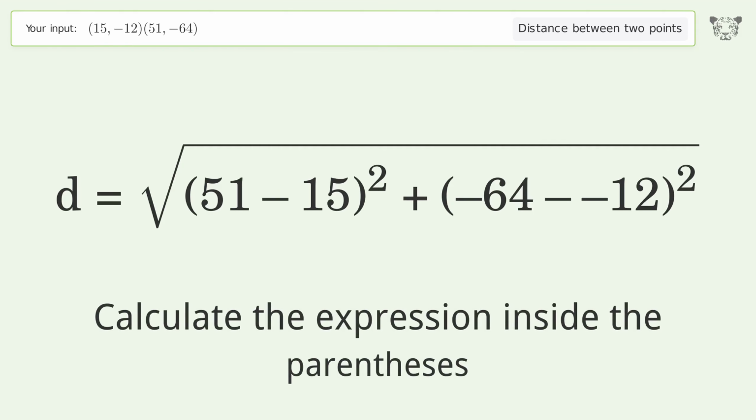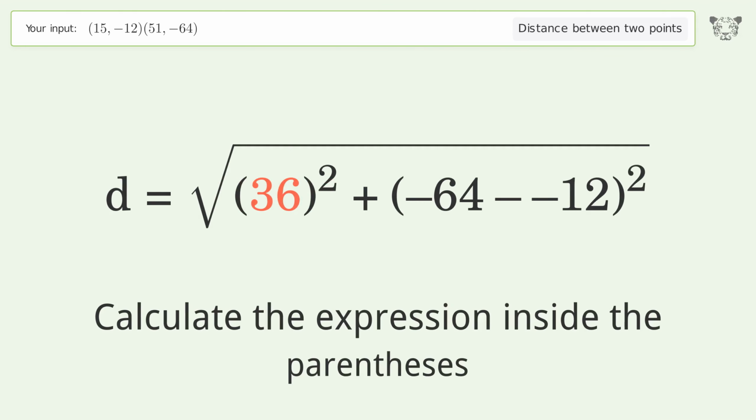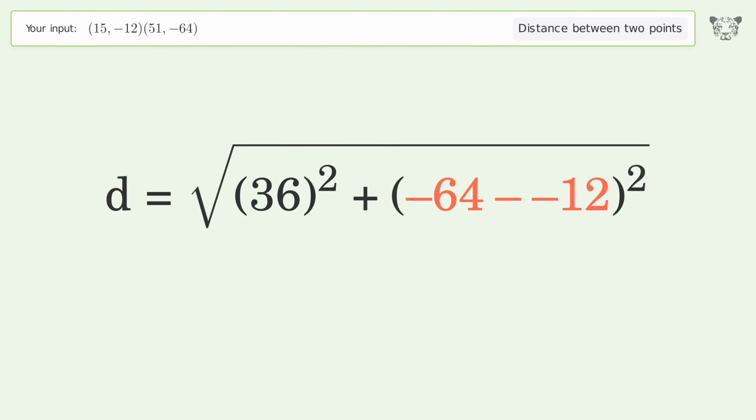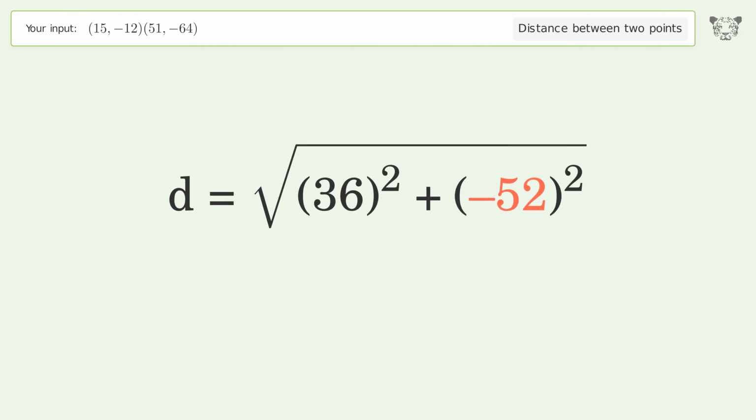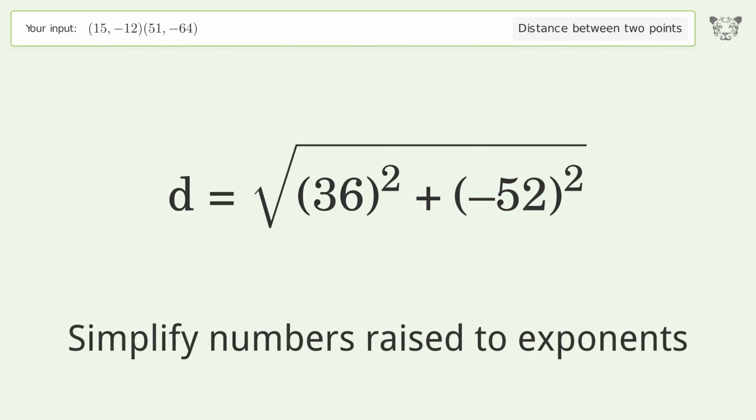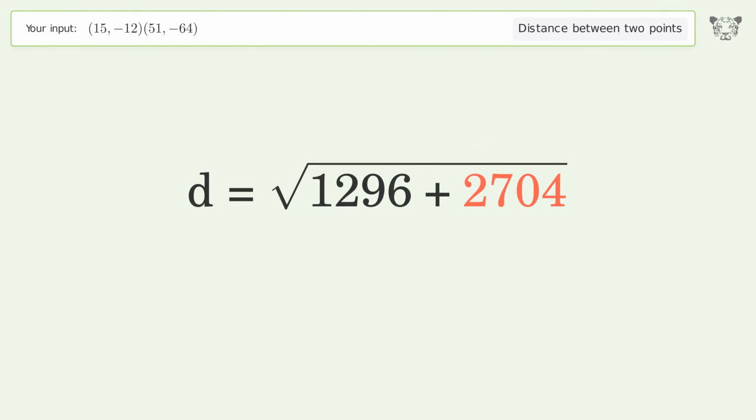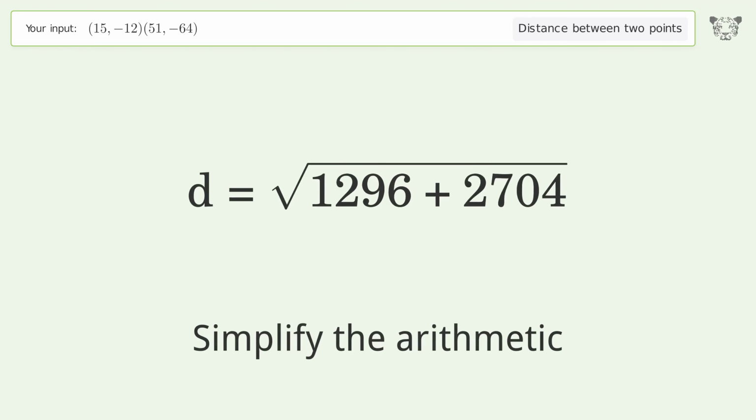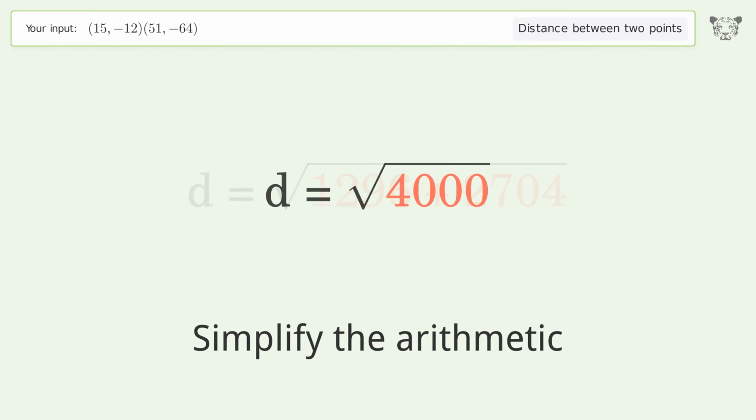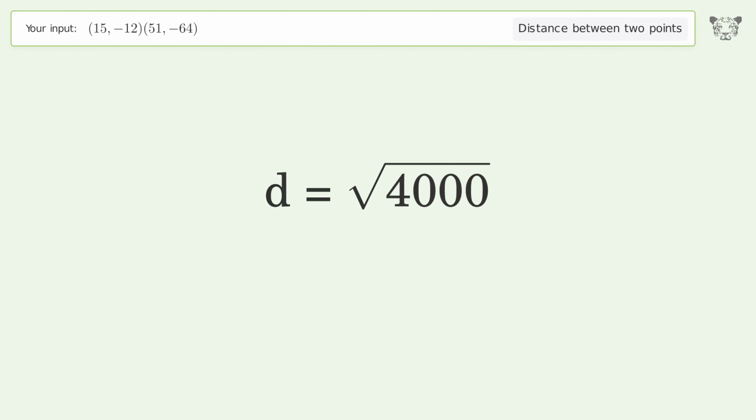Calculate the expression inside the parentheses. Simplify numbers raised to exponents. Simplify the arithmetic. And so the distance between the 2 points is the square root of 4,000 or 63.246.